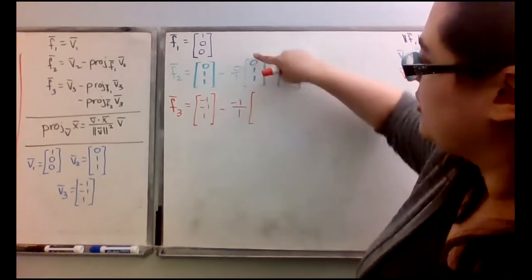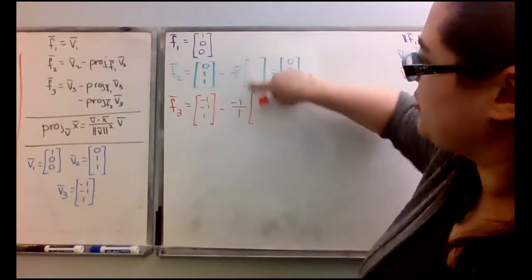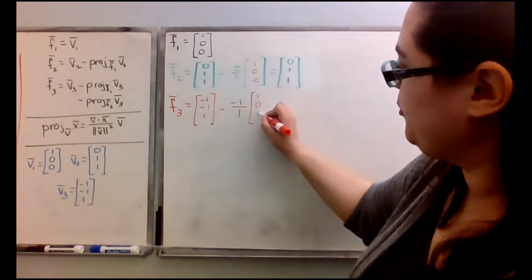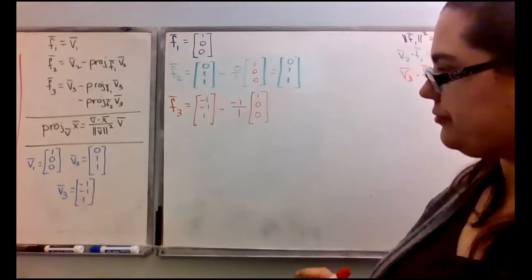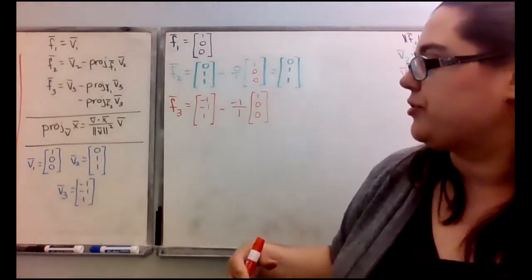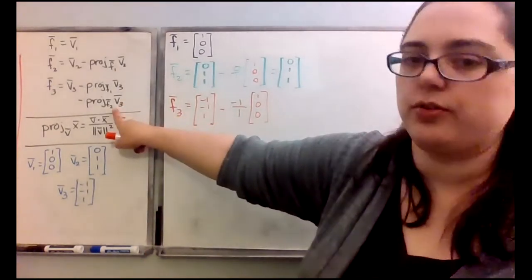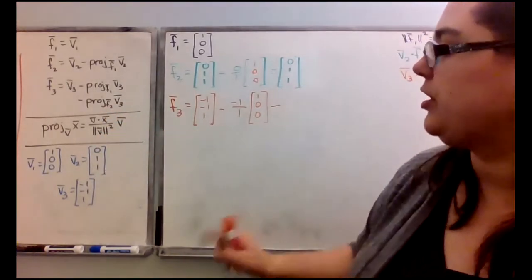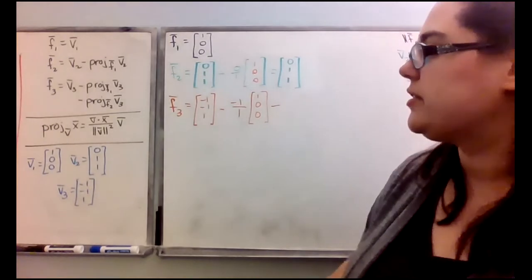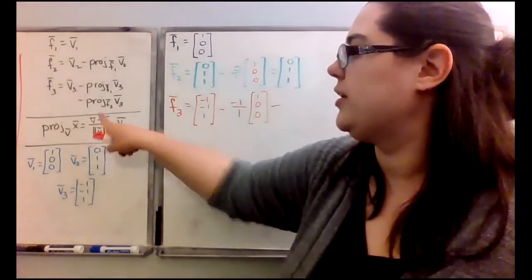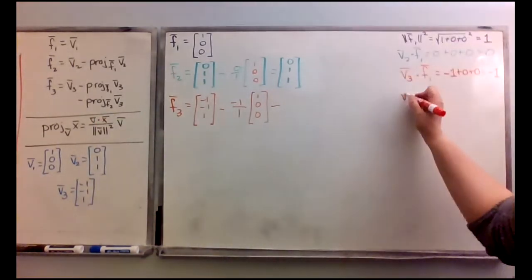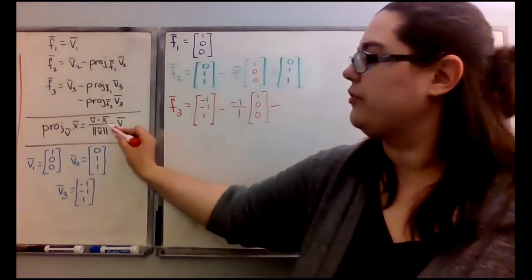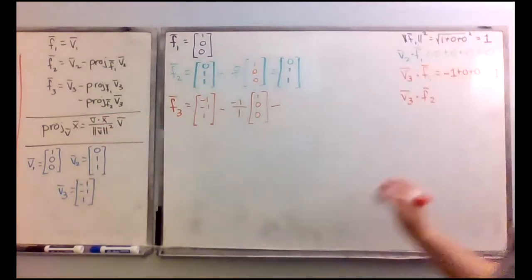Oops. This should have been 1, 0, 0 up here. Sorry about that, folks. So we've got 1, 0, 0. Then we're going to do our projection of V3 onto F2. So we're going to subtract that. I'm going to need to know two things. I need to know V3 dot F2, and I need to know the norm of F2 squared.